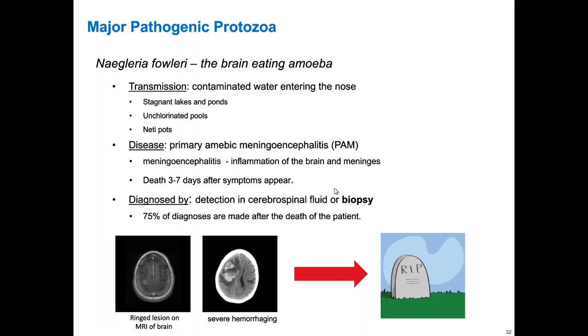So what we're seeing here is a ring lesion on a brain scan, and it will then progress to hemorrhaging. So here we're seeing bleeding on the brain and ultimately death.